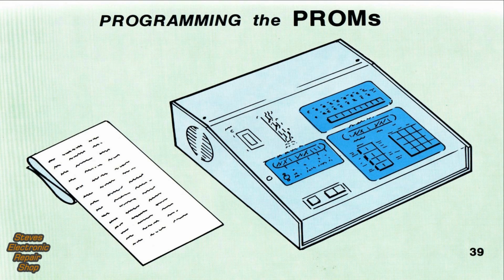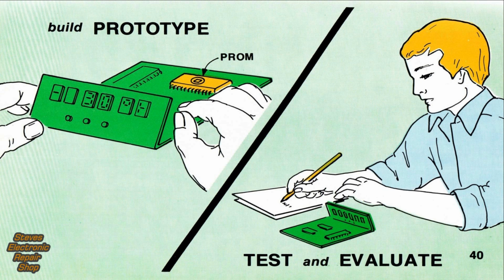Now we take the program listing and program our PROMs. This can be accomplished manually as shown here, or if the program is on paper tape, automatically. The final step is to build our prototype and then test and evaluate the system. The PROM stores the control program. If no new problems are introduced, and they shouldn't be, the system will work as specified.